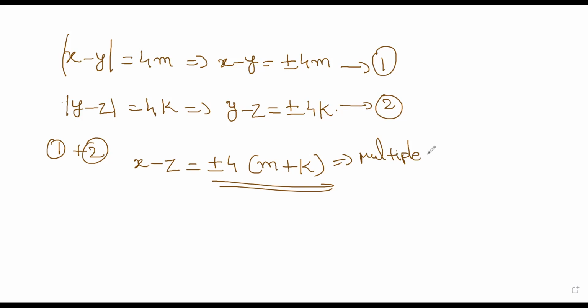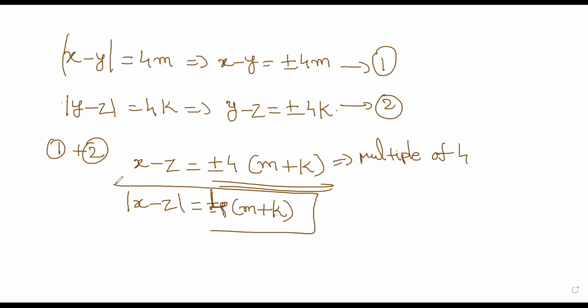Okay. Multiple of 4. So we'll write mod x minus z is equal to plus or minus 4 into m plus k. This is what we'll write. It doesn't matter, it's the same stuff. So 4 times m plus k, which is a multiple of 4. So x comma z belongs to the relation R. Hence it is transitive. So it is an equivalence relation.